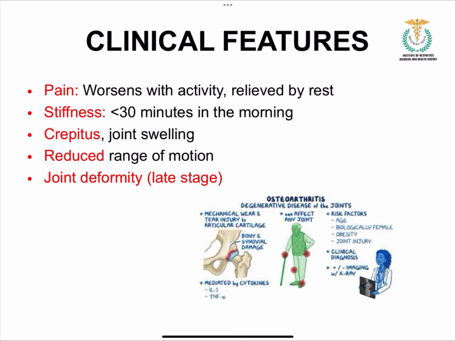In the case of rheumatoid arthritis, as I've mentioned, it's an inflammatory arthritis. The key difference between osteoarthritis and rheumatoid arthritis is that in rheumatoid arthritis the morning stiffness will be present for more than 30 minutes of the day. In osteoarthritis, it is less than 30 minutes.